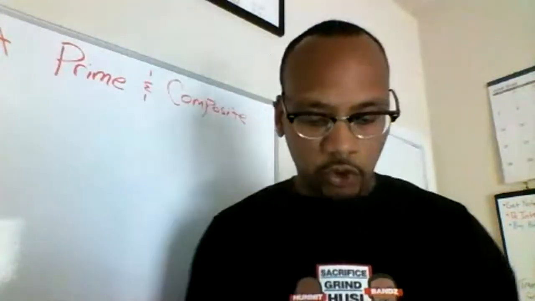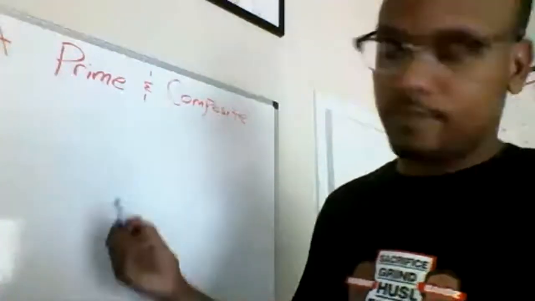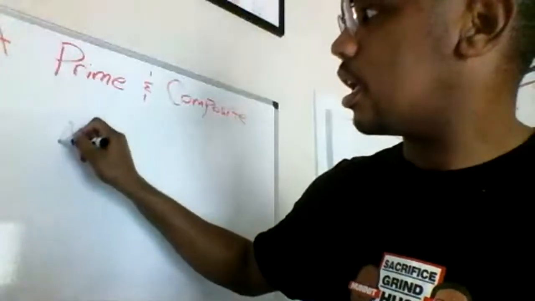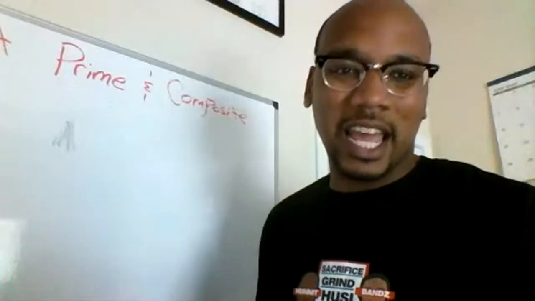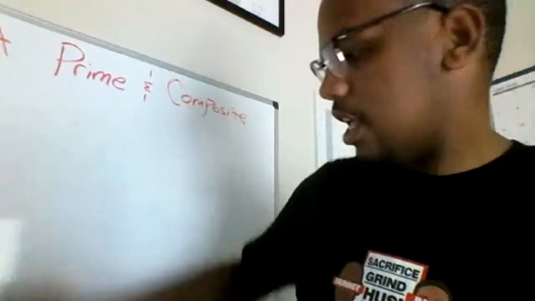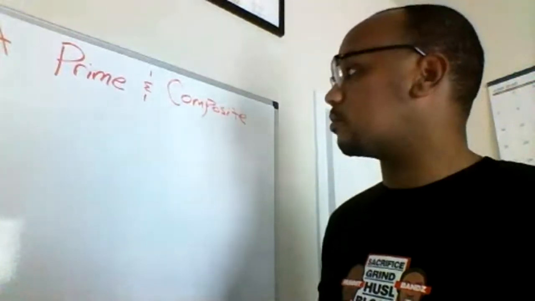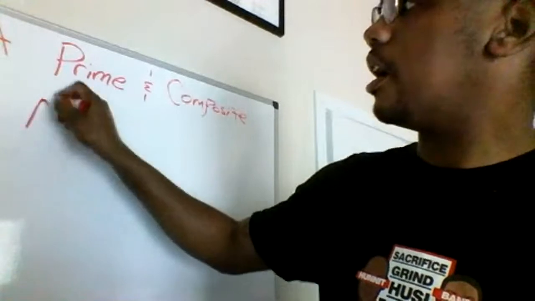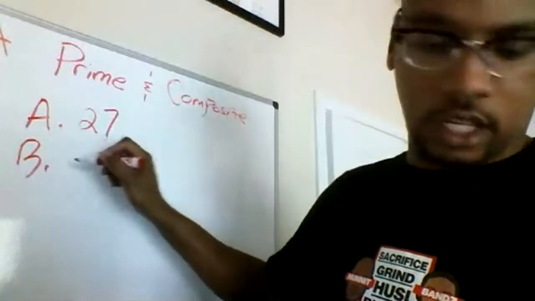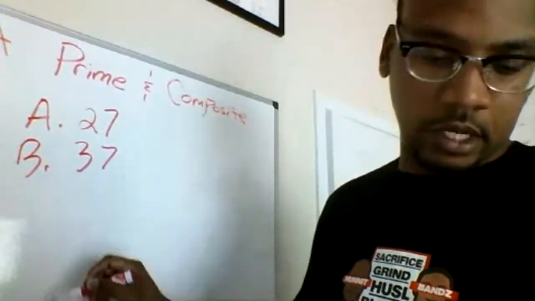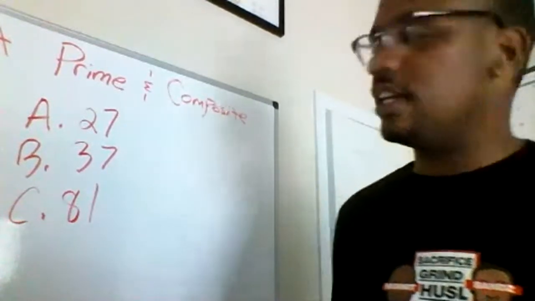All right, so what I'm going to do here, I'm going to put the answer choices on here. A, my marker's drying out. My son probably had my marker and let it dry out. I'm going to blame Austin on this one. A is 27. B is 37. C is 81. And D is 93.